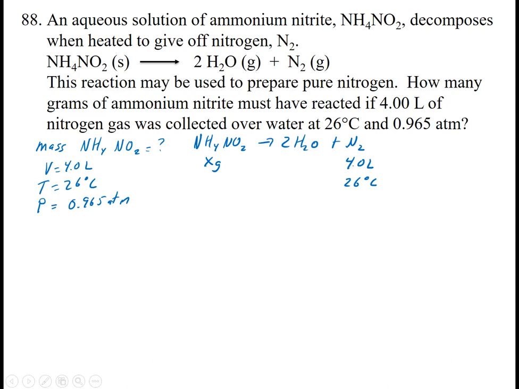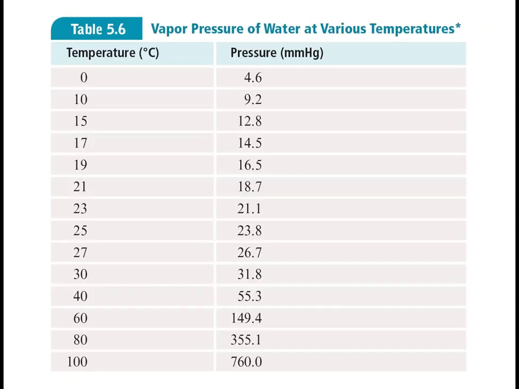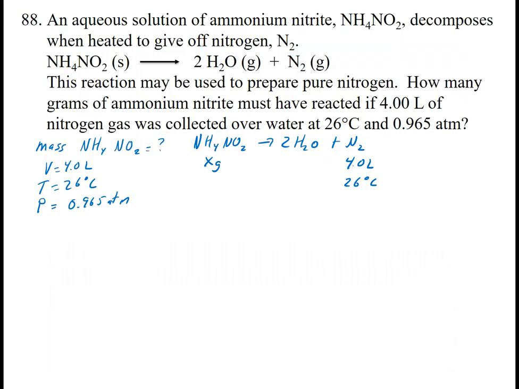If we go back to the previous slide, this is at 26 degrees, and you will notice that at 25 it's 23.8, and at 27 it is 26.7. So when I average these two together, I get 25.3 millimeters of mercury. All I did was take these two numbers, add them up, and divide by 2. So my pressure of water we just said was 25.3 millimeters of mercury.